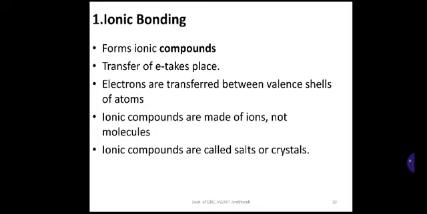The first one is ionic bonding. In ionic bonding, there are key features that I have listed. It forms ionic compounds. Second, transfer of electrons takes place. Electrons are transferred between valence shells of atoms. Ionic compounds are made up of ions, not from molecules. Ionic compounds are called salts or crystals. These are the key features.